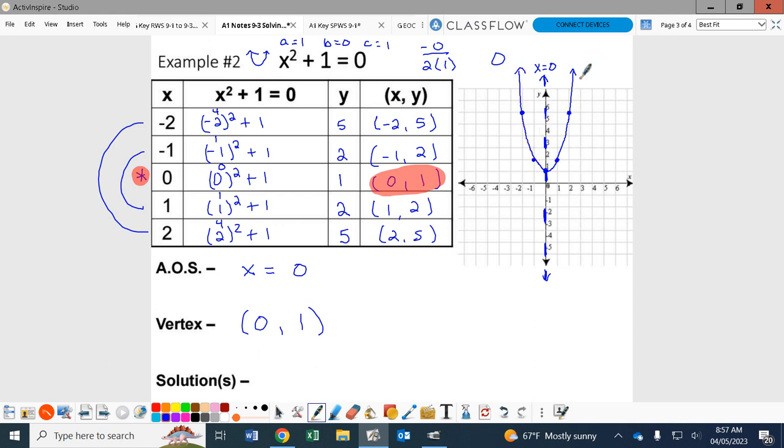That makes it y equals x squared plus 1 as the equation, or x squared plus 1 equals y. It doesn't matter. Y'all seem to like the y in front better. And we label our vertex. Our vertex is 0, 1.